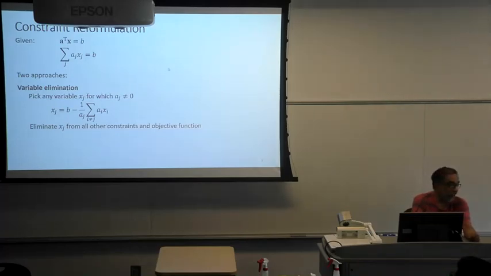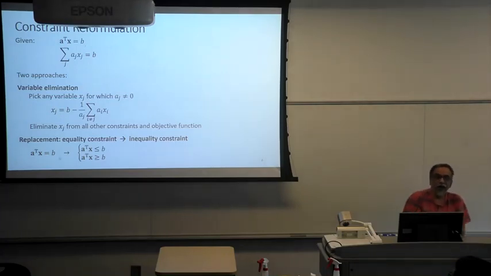Okay, and then the other option is this. So I have this, A transpose X equals B. I take this equality constraint and I convert it into 2 inequality constraints. A transpose X is less than or equal to B and A transpose X is greater than or equal to B, which is the same thing as negative A transpose X is less than or equal to negative B. Right? So these are the 2. I take one equality constraint and convert it into 2 inequality constraints, and they're opposite. So obviously these 2 would be satisfied only when A transpose X equals B. Clear?